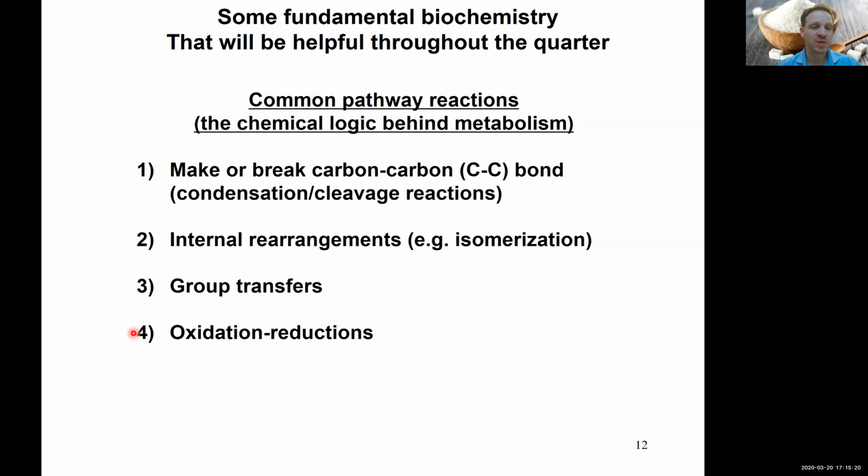And last but not least here, I already touched on oxidation and reduction reactions, speaking about the catabolic pathways. These are very prominent reactions in the transfer of electrons. And so they're extremely important for especially energy metabolism, but occur really essentially in all of metabolism.